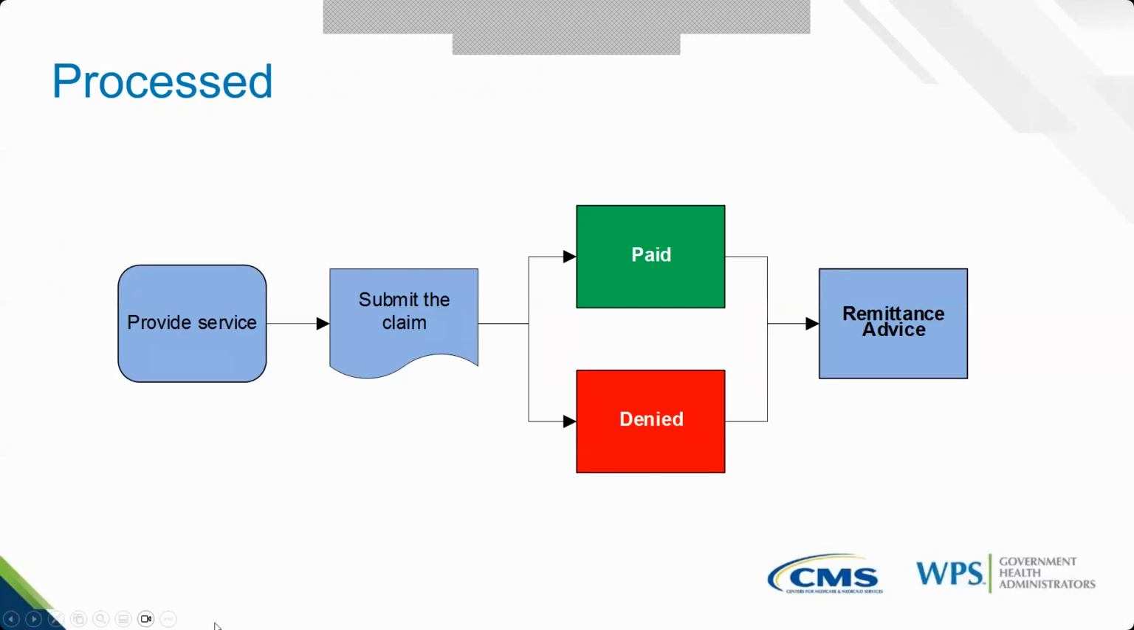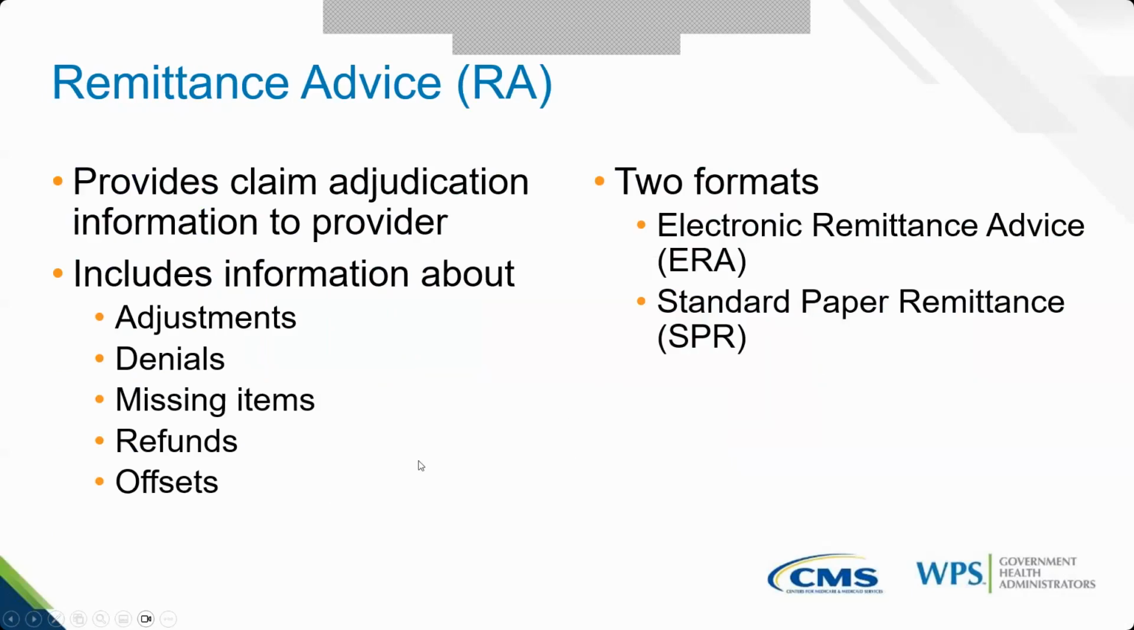Here then is a graphic that shows the path for a processed claim, or one that's been adjudicated. The service is provided and submitted to Medicare based on the edits and audits. The claim will either pay or deny. And then that remittance advice is generated. Let's talk about that remittance advice just for a bit here. Sometimes we call it the remittance notice. You might hear some of us refer to it as the RA. Some people just shorten it up and call it the remit.